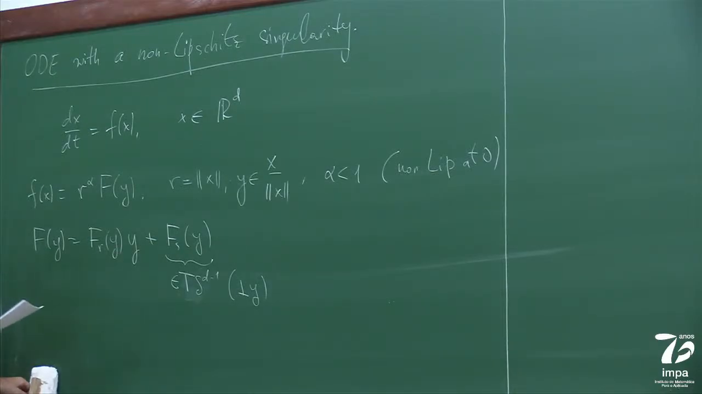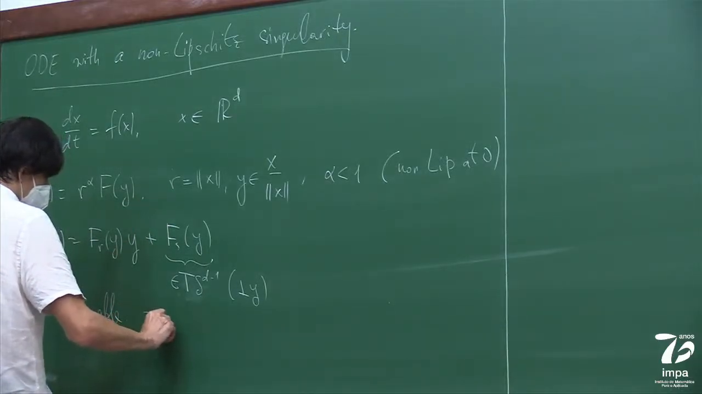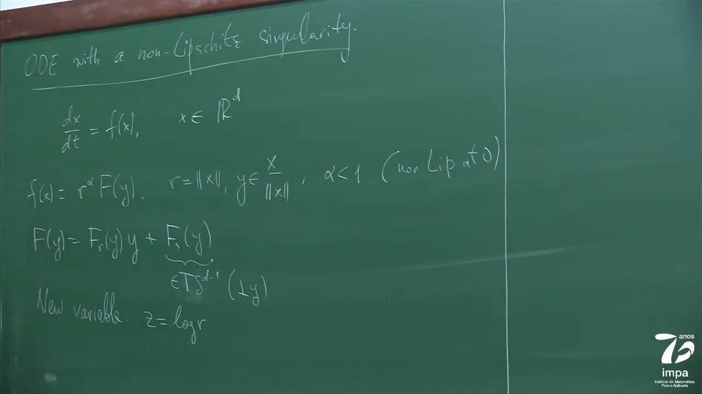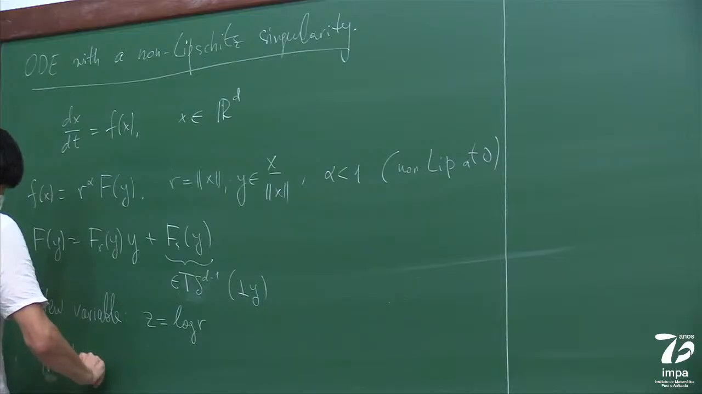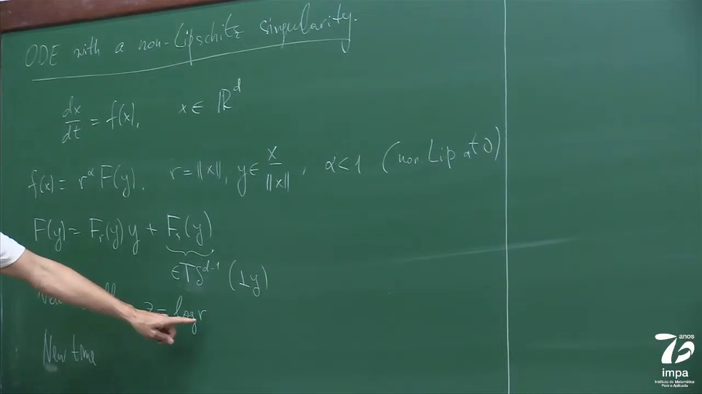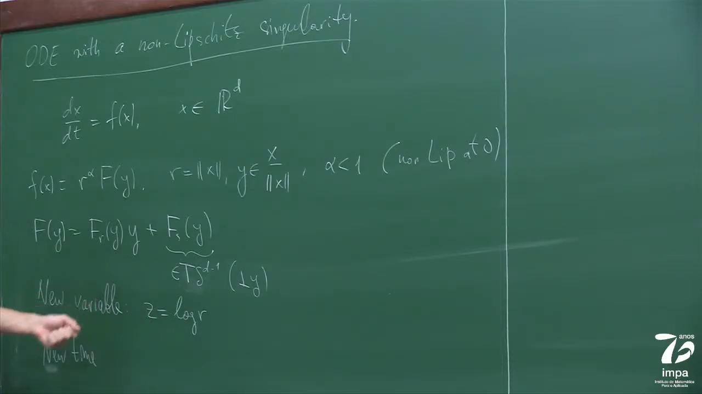So we just make an orthogonal decomposition. And then we consider new variables that substitute r. So actually, it's convenient to introduce the logarithm of r. r is positive, and so we can take the logarithm. So it's z, and then we have a new time. So what this logarithm does is when you're very close to the singularity, so when r is close to 0, then you're stretching the space. So the logarithm is stretching the space.